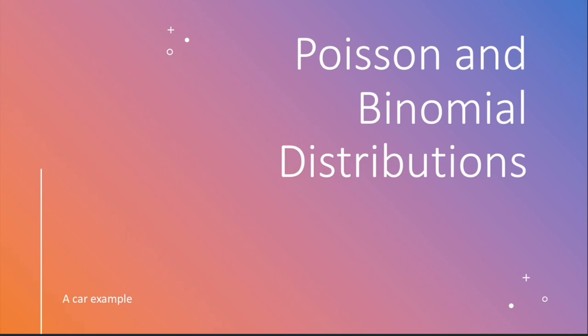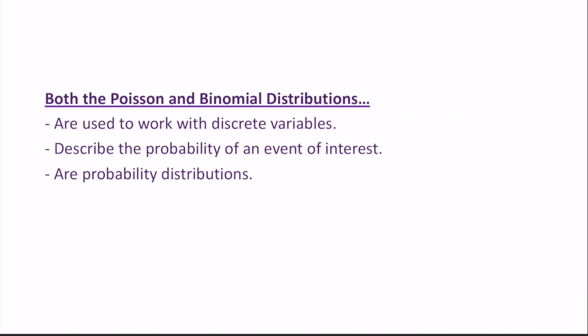So this video is going to cover Poisson and binomial distributions using a car example. First, before we get started with the example, I want you to know that both Poisson and binomial distributions are used to work with discrete variables.